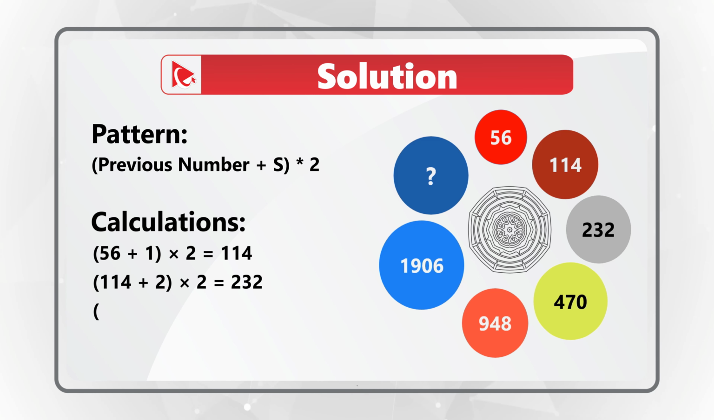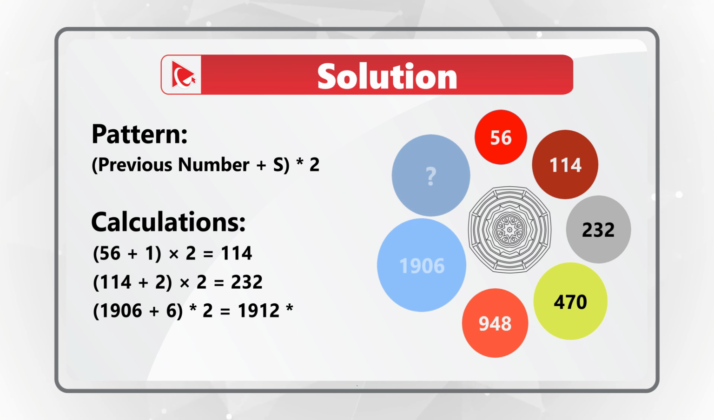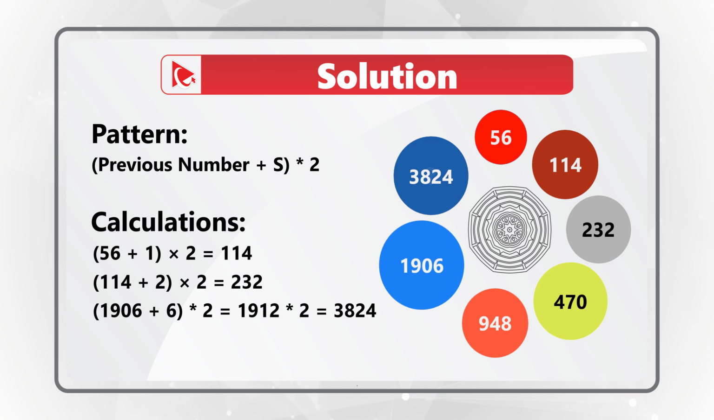So our final number, 1906 plus 6, which is the sequence number, multiplied by 2 equals 1912 multiplied by 2, which equals 3824.